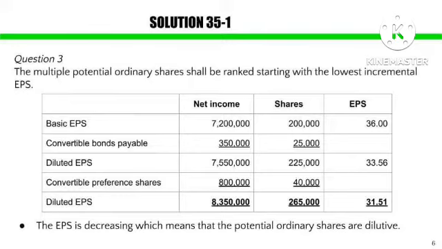Adding the convertible preference shares to the diluted EPS, we now have 7,550,000 plus 800,000, which gives 8,350,000. For the shares, we have 40,000 convertible preference shares. Adding that to 225,000, we have a total of 265,000 shares. Using the formula for diluted EPS, we now have a diluted EPS amounting to 31.51, which is the amount to be recorded as the diluted earnings per share.